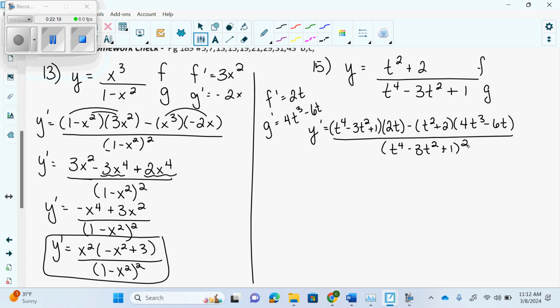Now what I get people trying to do is just cancel one of these t to the 4s off. You can't do that, right? It's full term, full term. The only way you can cancel it off is if you GCF it out. If it's polynomials, there's no GCFing out anyways. You're just distributing.